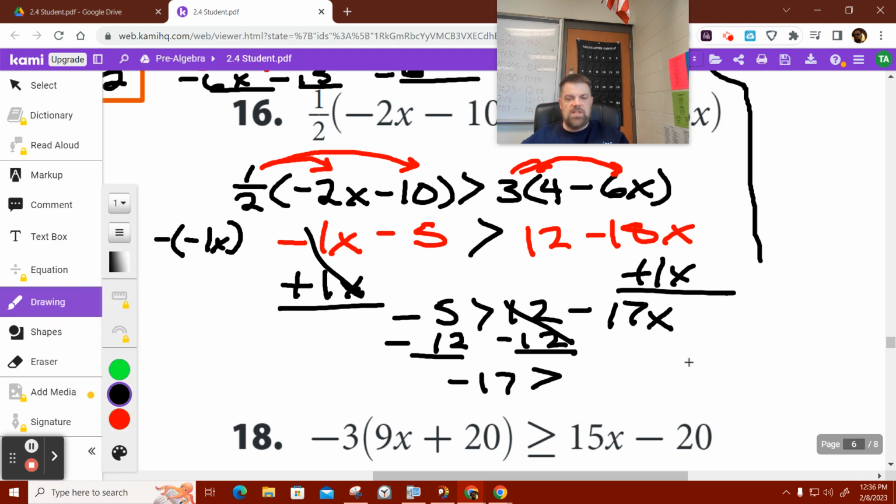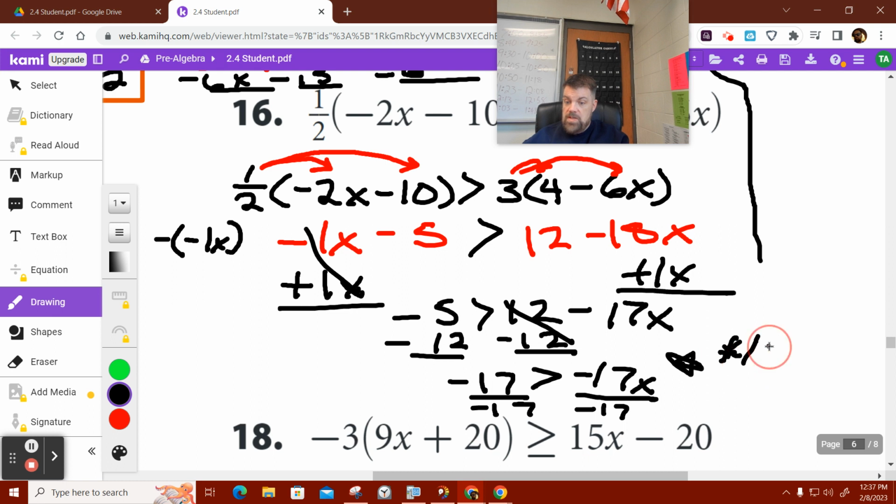But there's a trick to this one. Is greater than 17x. So what do we do? We divide by negative 17. What's the special rule when we multiply or divide by a negative number? There's a little rule that we do. You've got to flip the symbol.